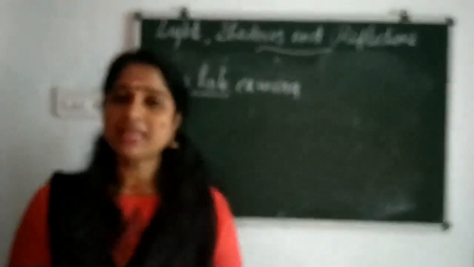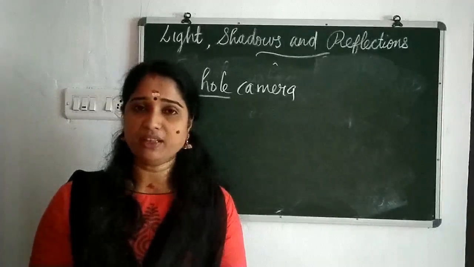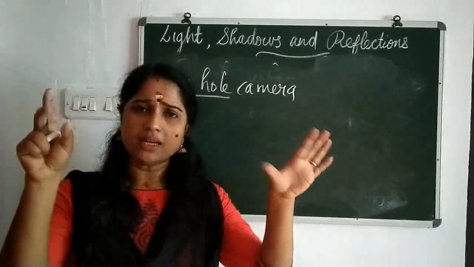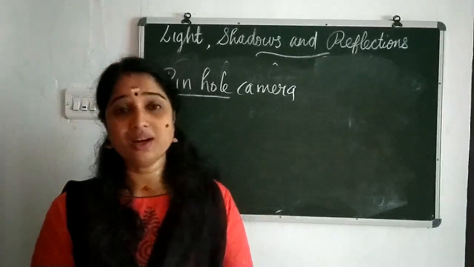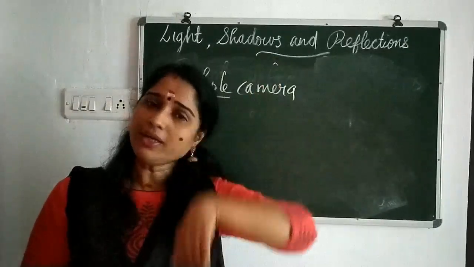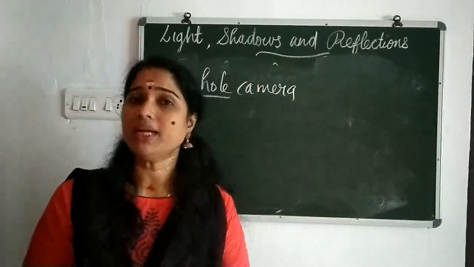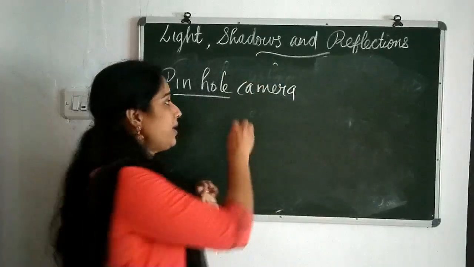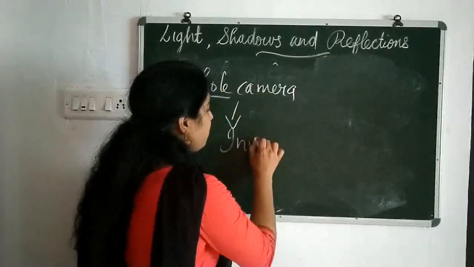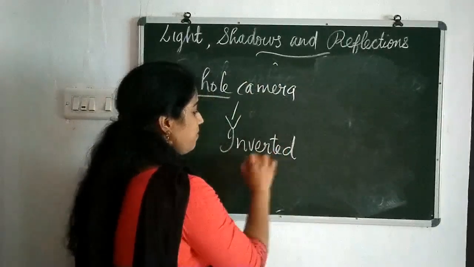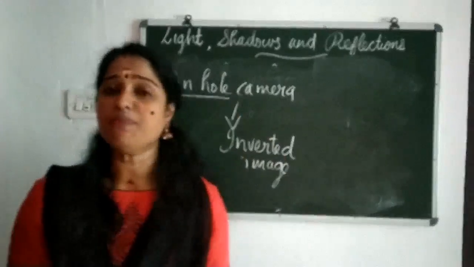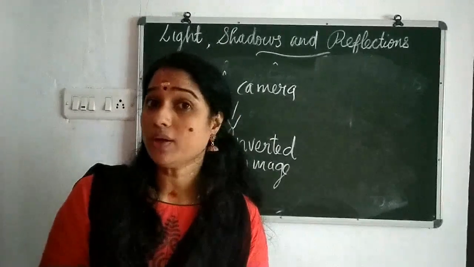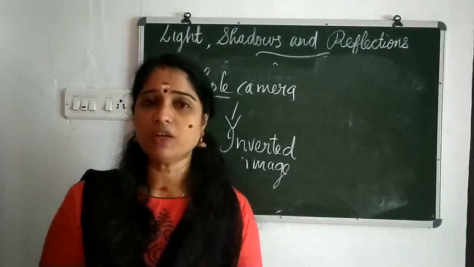The speciality is that when we look through a normal camera, we can see the object as such. If we want to take a photo of any object, we can see that object very clearly. But when we observe through a pinhole camera, you know what happens? Only the inverted image can be seen. What is an inverted image? That is the inverted image. When we observe through the pinhole camera, we can see the inverted image.